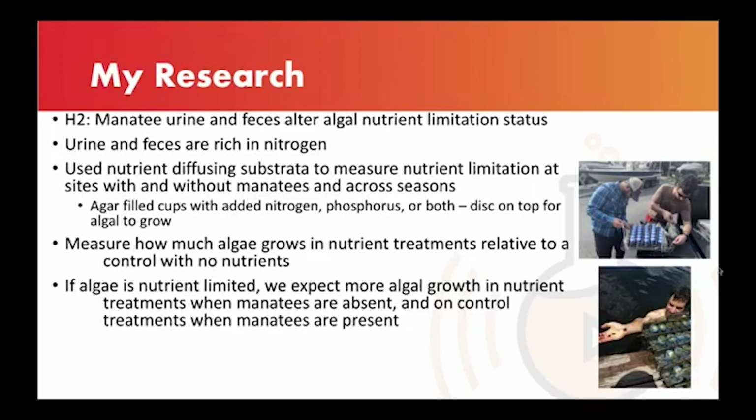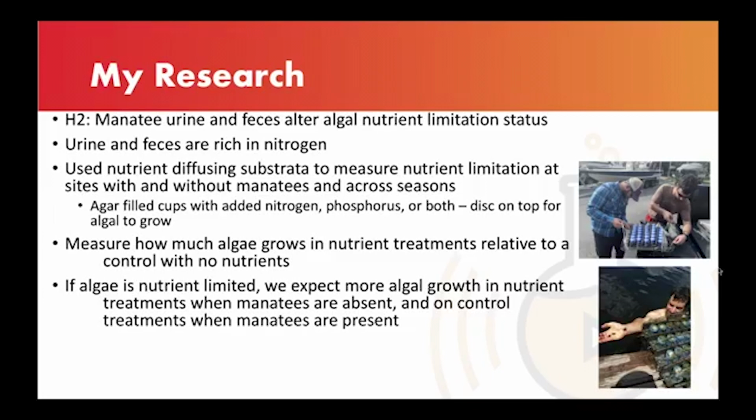This agar is just a medium that people use to grow and culture microbes. It also functions to keep these nutrients in place and to diffuse out slowly. And so we're not adding a ton of nutrients in there. It's just enough to surround the little disc that we have placed on top, these white discs, with the nutrient of choice.